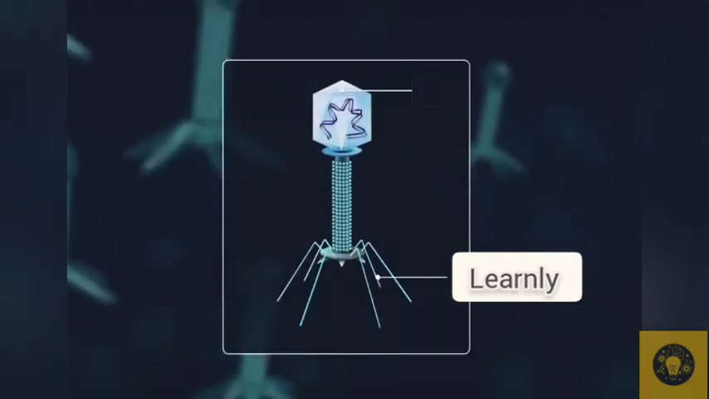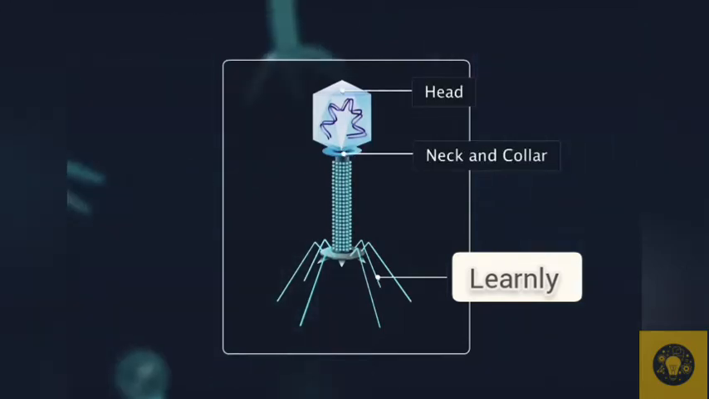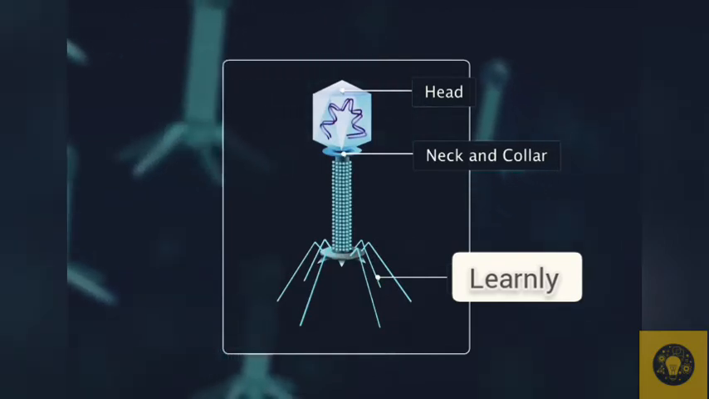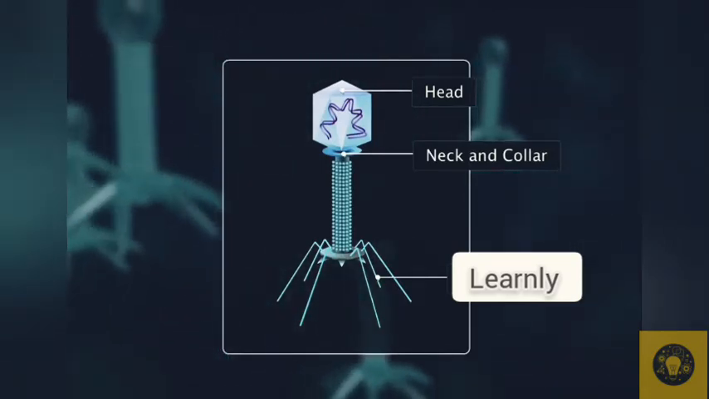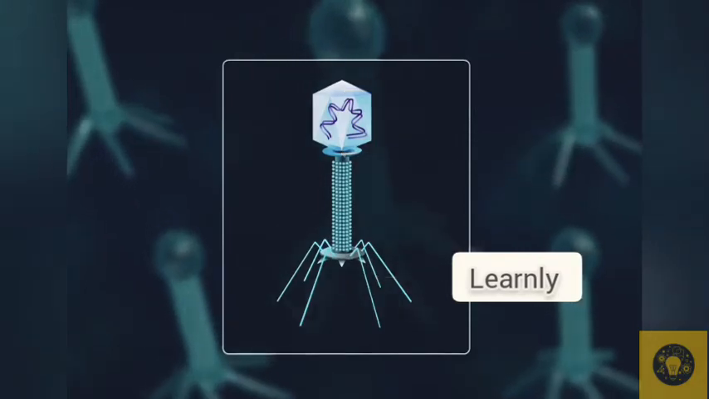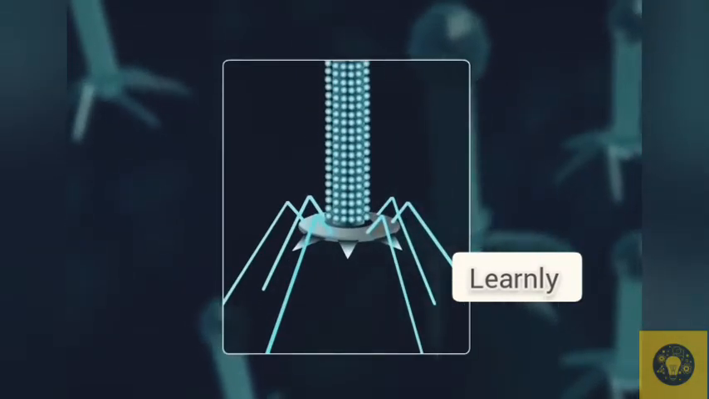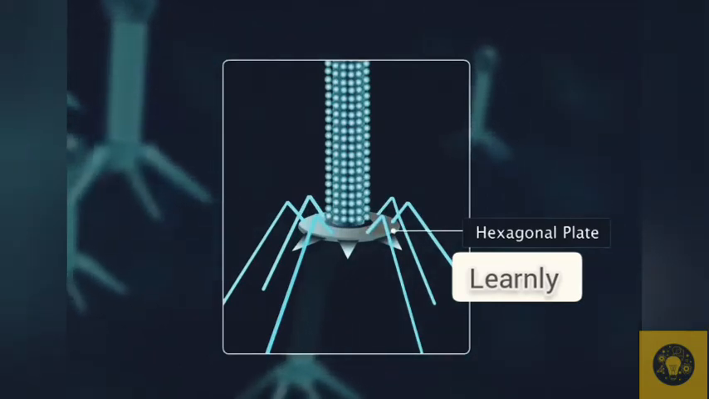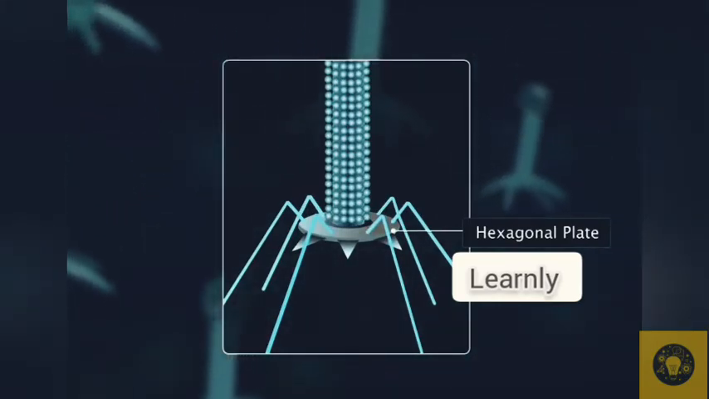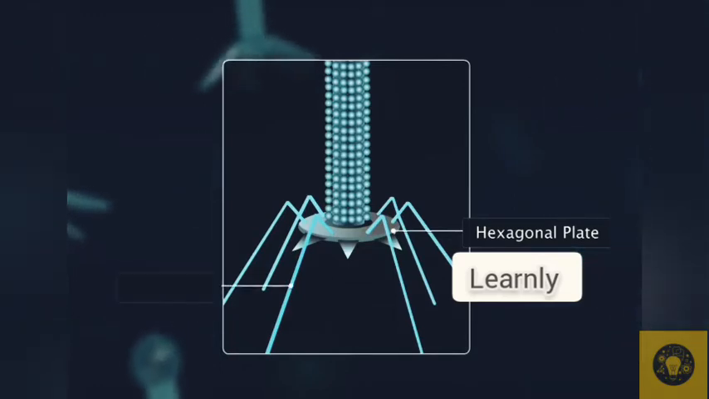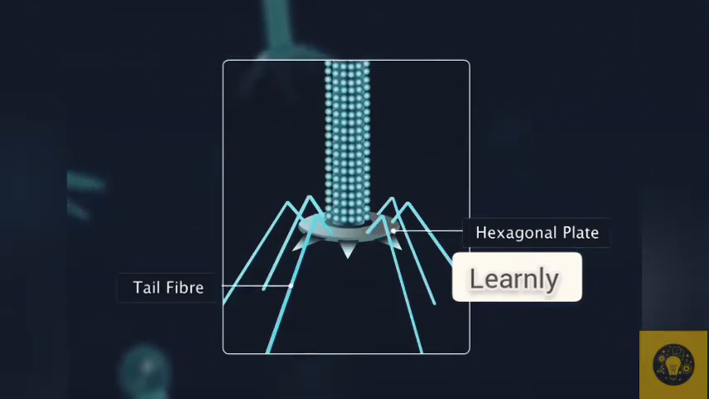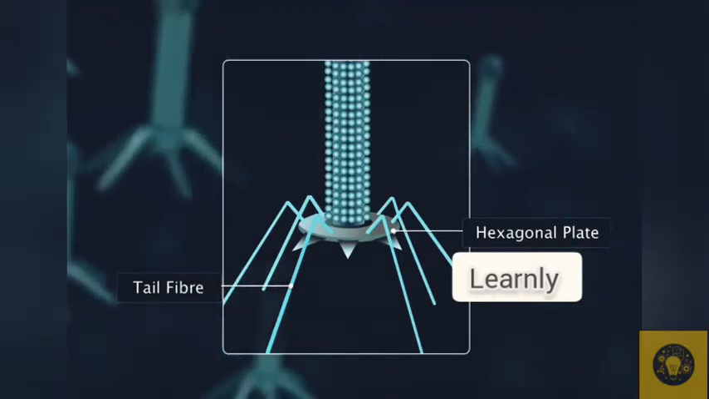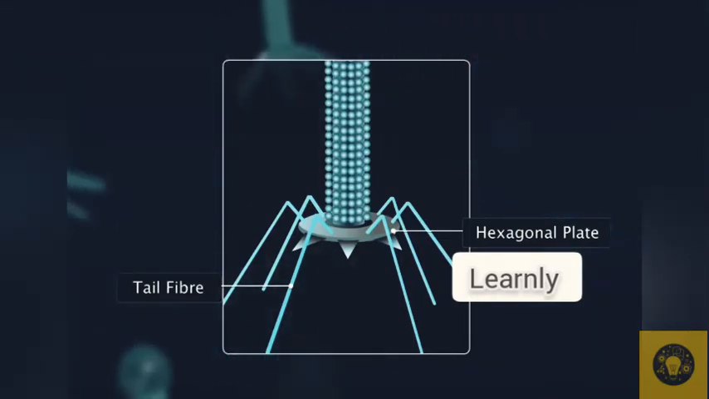The tail is attached to the head by the neck and the collar. It is much narrower than the head and is composed of a contractile sheath surrounding a hollow central core. The tail-sheath protein bears a disc-like hexagonal plate at its distal end, which bears 6 spikes. 6 tail fibers are attached to the base plate. The base plate and tail fibers are involved in the binding of the phage to the bacterial cell.